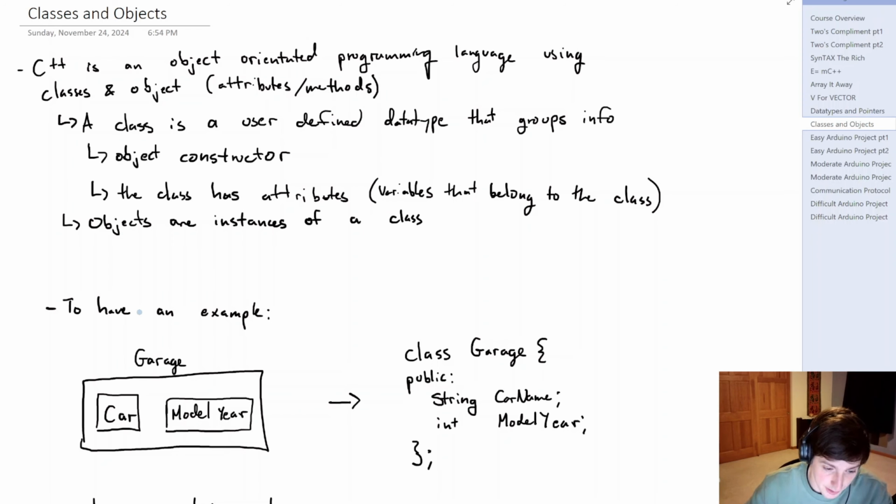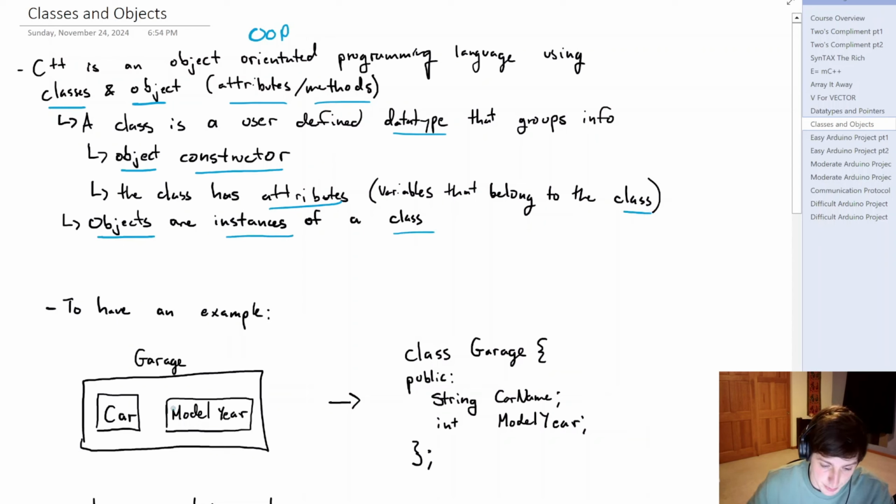So C++ is something that we call an object-oriented programming language, often given by OOP. And in this OOP, we use classes and objects. Now, affiliated with those, we have things like attributes and methods. So a class is a user-defined data type, and it groups info together. And a class has attributes. Now, attributes are variables that belong to the class. And then an object is going to be an instance of the class. So maybe to make this more understandable, let's look at an example.